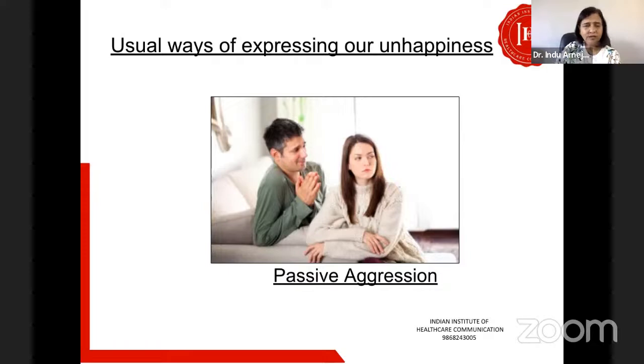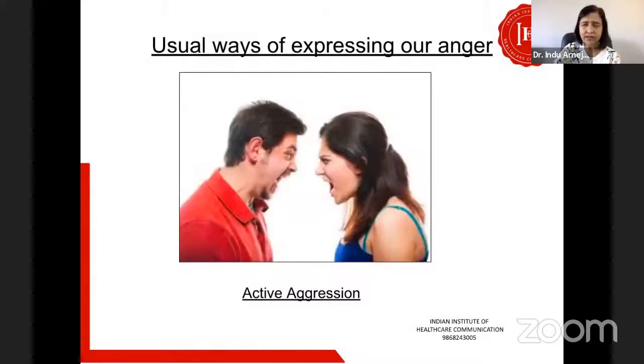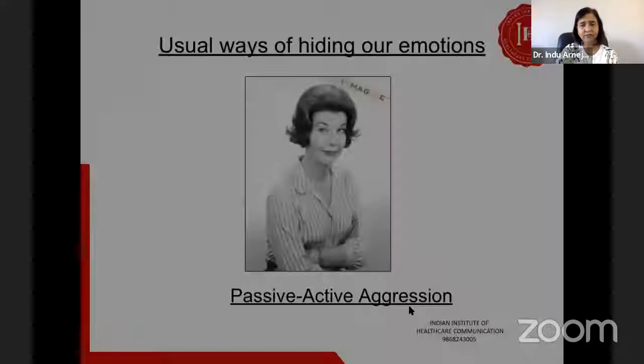And if you look at the lady's facial expression, she's unhappy, but she's not addressing it. She's not kind of dealing with it. Another way which we use is when we become actively aggressive. So you can see both the partners are shouting at each other to the highest pitch and tone. And obviously, we all know that these kind of ways of expressing our angers do not take us anywhere. They are counterproductive. Again, they are unhelpful.